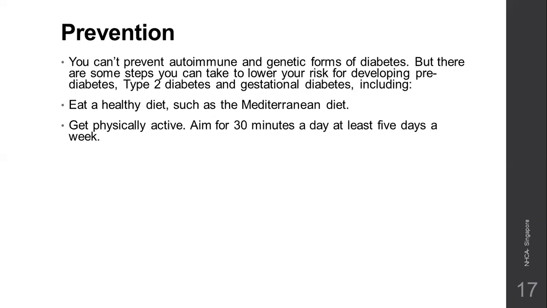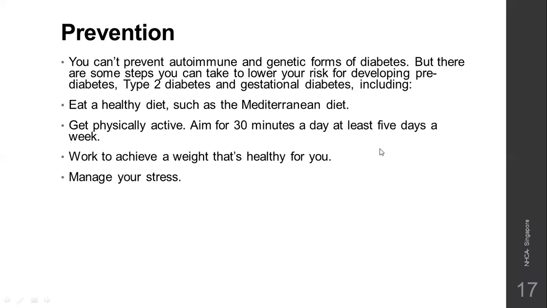Get physically active. Aim for at least 30 minutes of physical activity a day, 5 days a week, and work to achieve a weight that is healthy for you. There is no ideal weight range. Based on your height, what weight is required that you have to achieve. Pre-workout food has to be given. Pre-workout snacks have to be given.